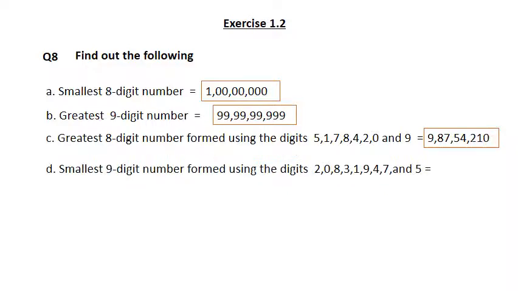So your answer is 9 crores 87 lakh 54,210. Okay, the next one is the smallest 9-digit number formed using the digits.